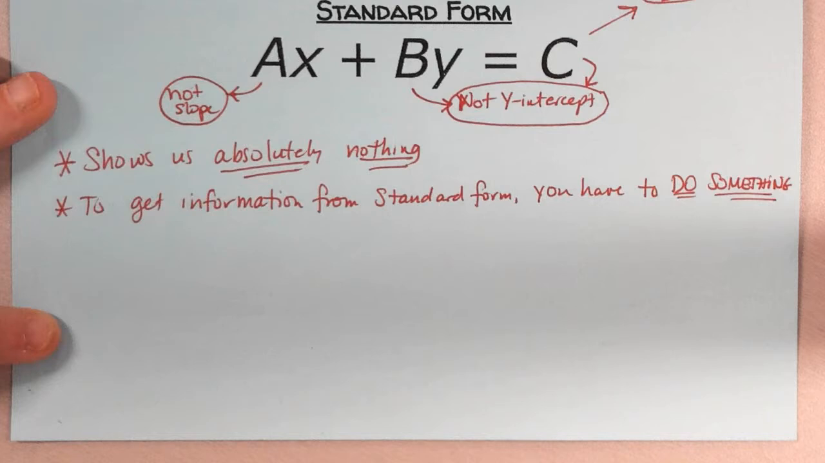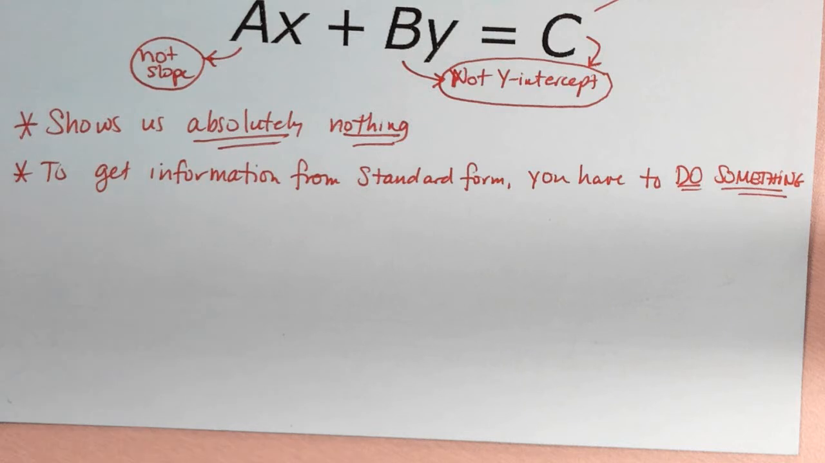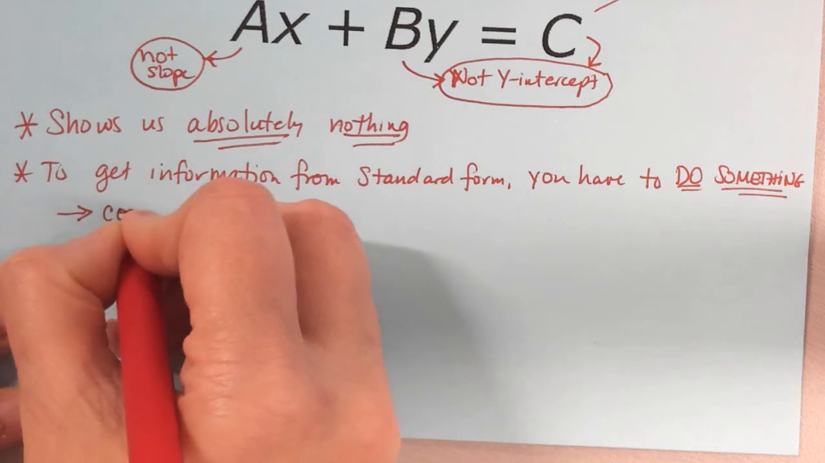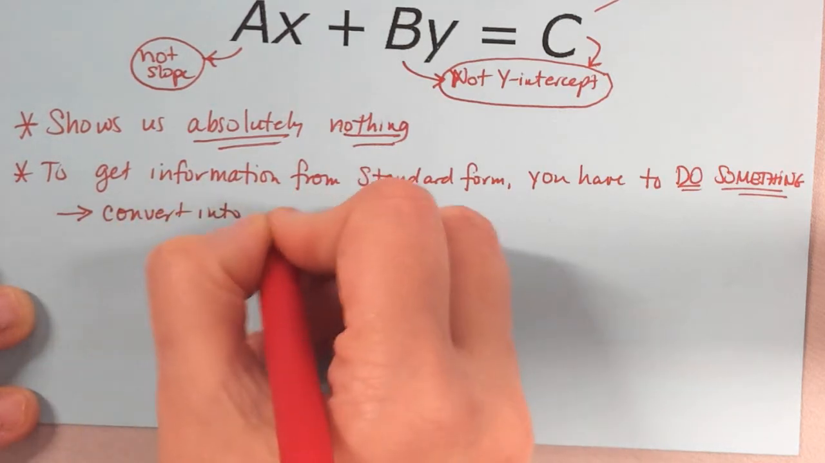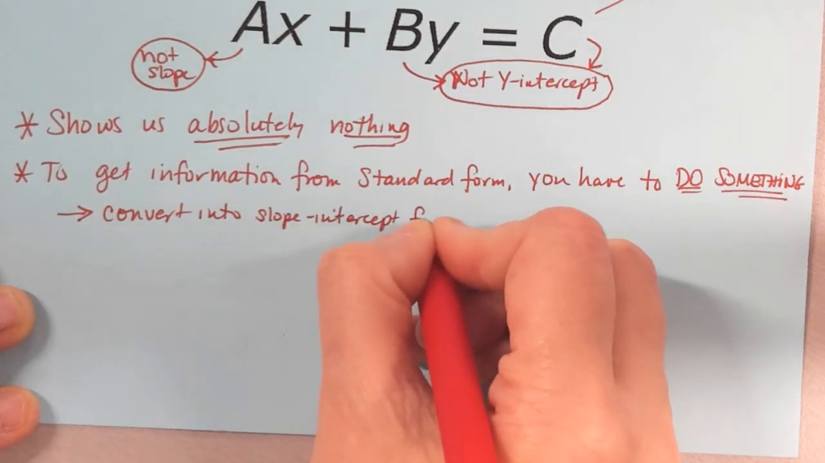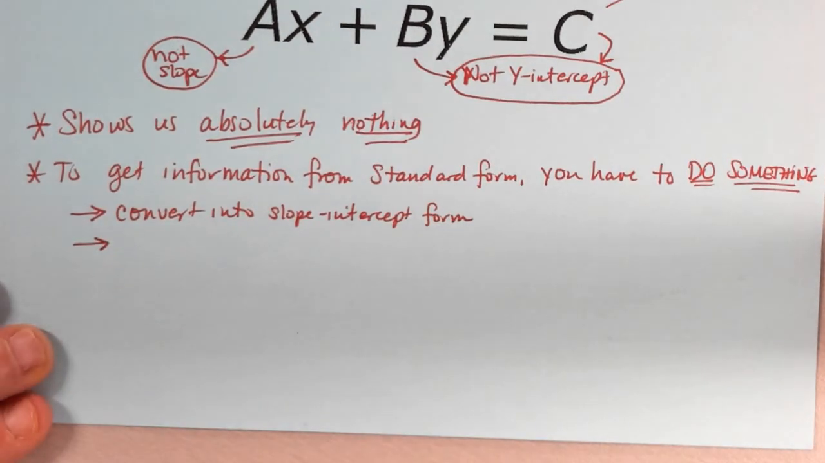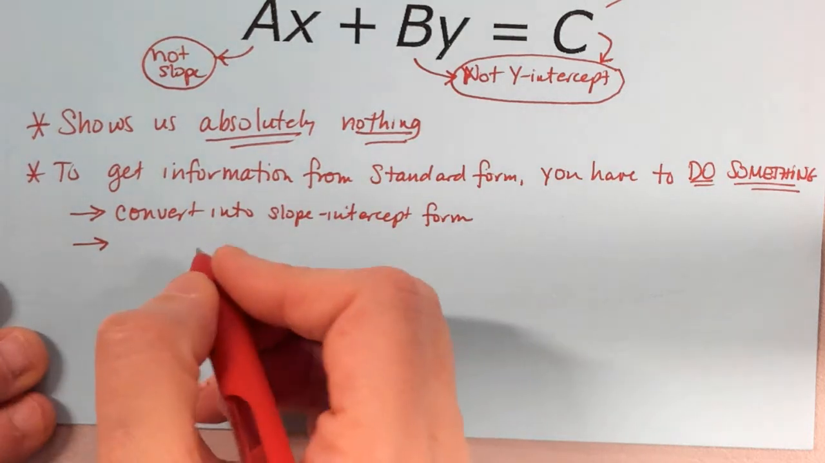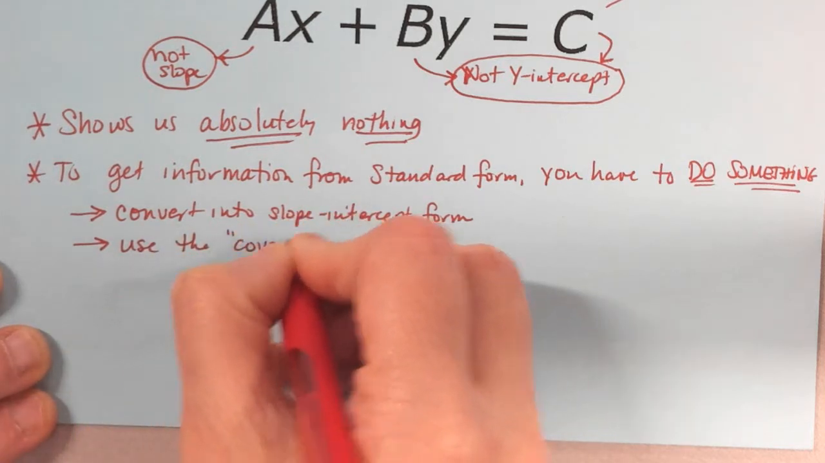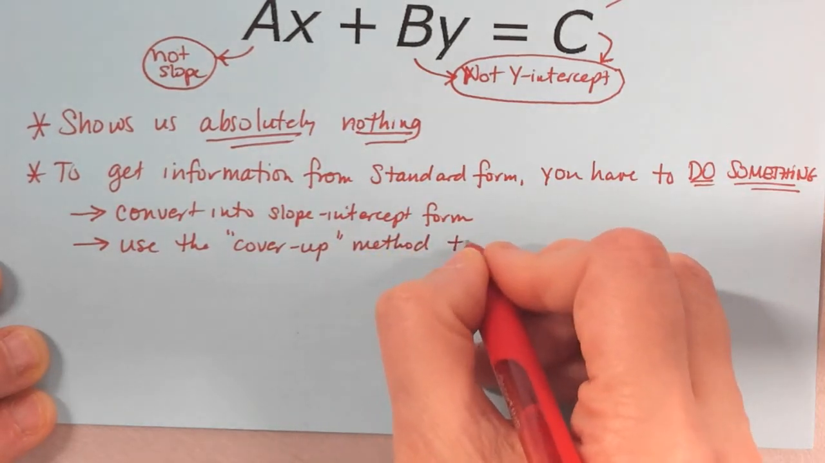You have to do something, okay? And there's two possible things. I'm sure there are more things we can do, but there's two things I'm going to tell you about. Thing number one, we can convert it into slope-intercept form. That's the first thing we could do. The second thing we could do is use a method called the cover-up method to find our intercepts.